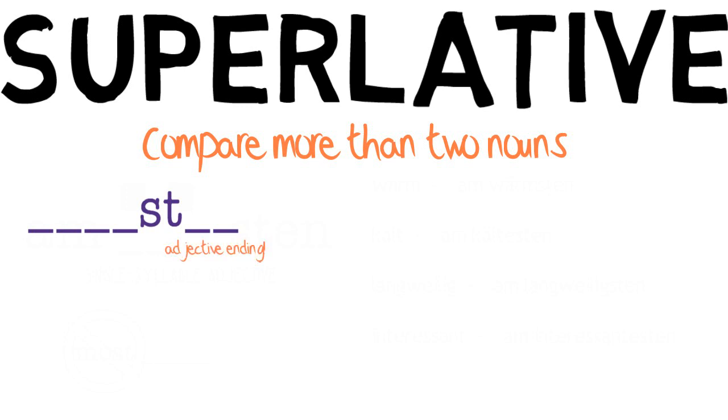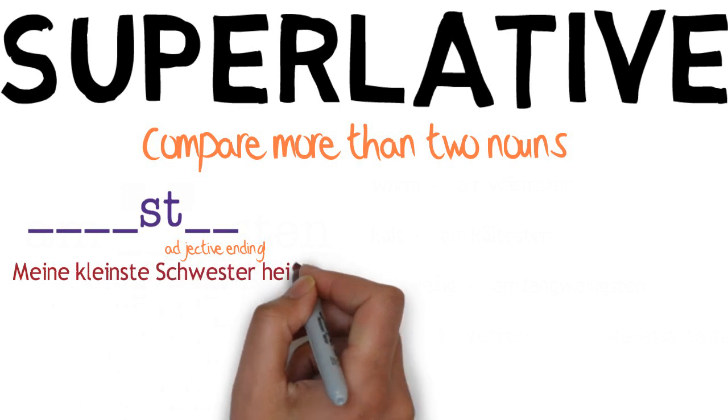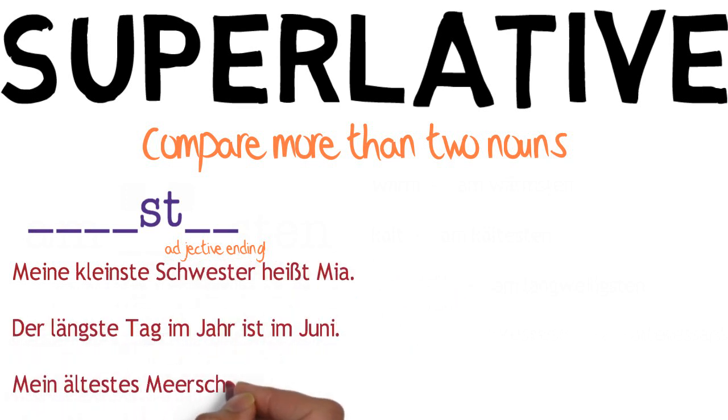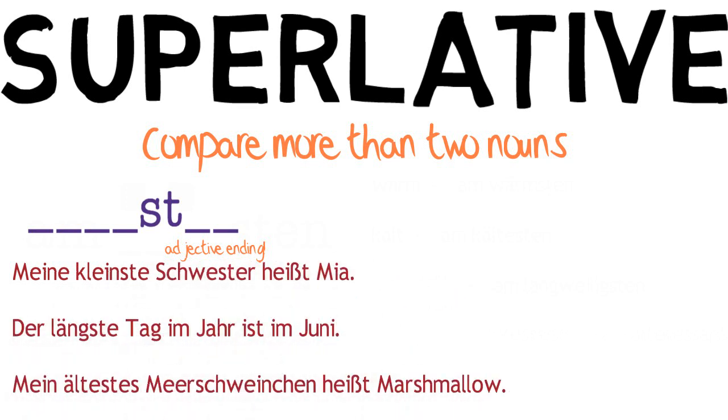For instance, you could say meine kleinste Schwester heißt Mia. Der längste Tag im Jahr ist im Juni. Mein ältestes Meerschweinchen heißt Marshmallow. And you've added st to each of those adjectives, umlauts to the single-syllable ones that are capable of adding umlauts, and then an adjective ending after that st superlative form.